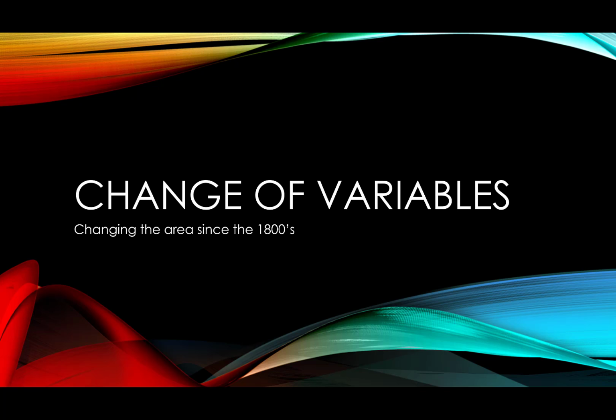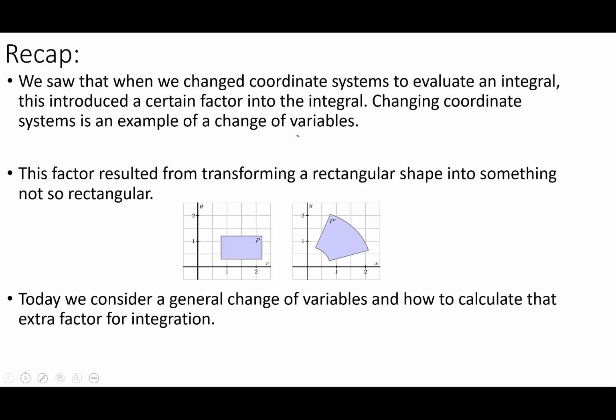Hey everybody, welcome back. So today should be the last video, and we're going to be talking about change of variables, a really awesome subject. So really quick before we get into that, let's go ahead and recap. Remember that when we changed coordinate systems to evaluate an integral, this introduced a certain factor into that integral. If we were doing polar coordinates, we had to multiply by an r. If we were doing cylindrical coordinates, we also multiplied by r. And if we were doing spherical coordinates, we had to multiply by rho sine of phi.